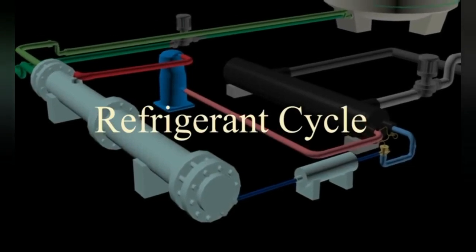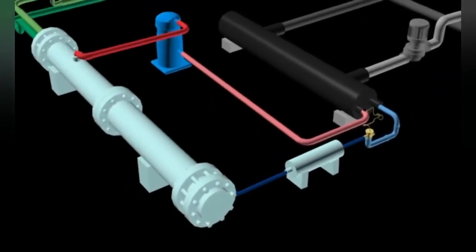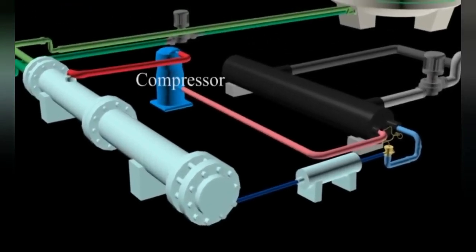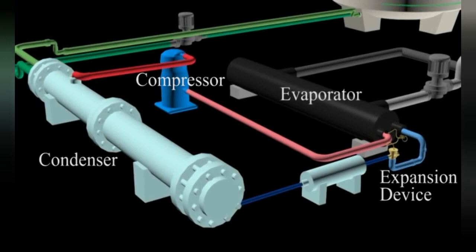Refrigerant cycle. The refrigerant cycle consists of four basic components, which are the compressor, condenser, expansion device and evaporator. An additional component called the filter dryer is also included in the system.